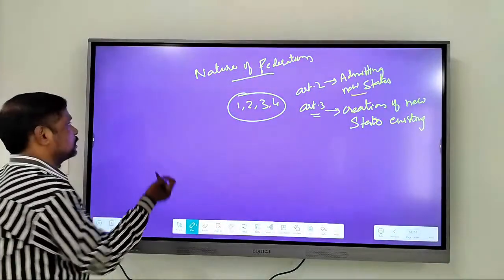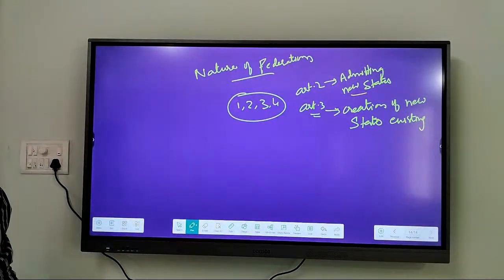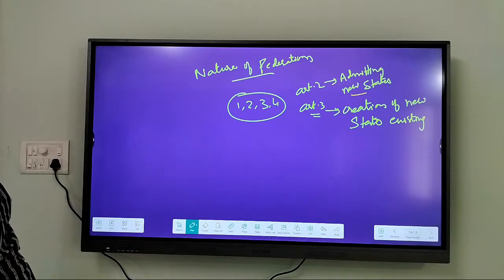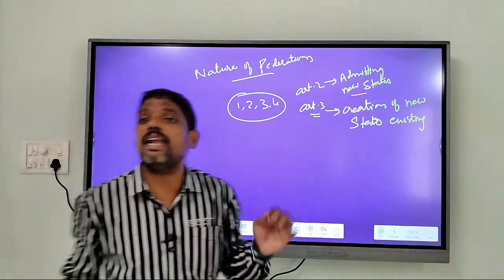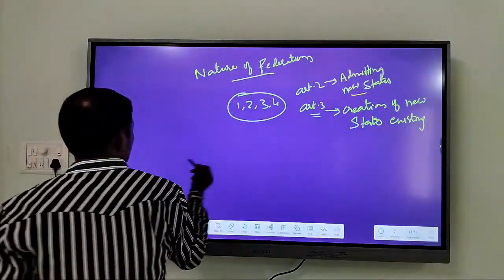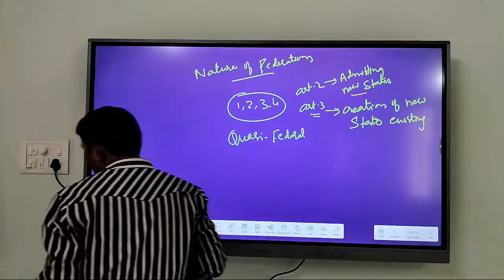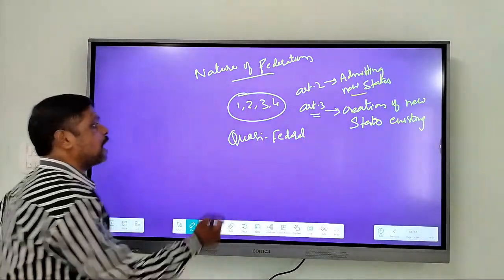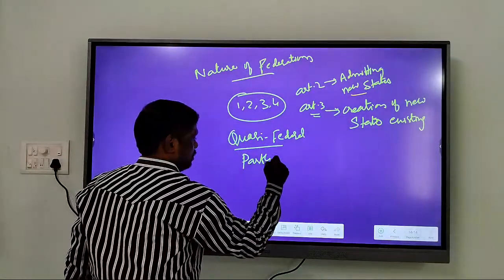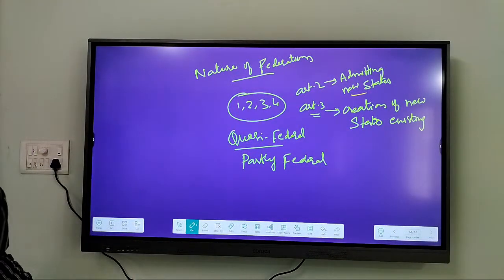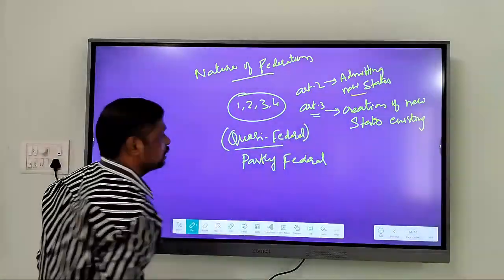But before going to this, let us try to talk about federation. We will discuss the federal features and compare these federal features with the Indian system. So why India should not be called a pure federation? In other words, why is India called quasi-federal? India is called quasi-federal, that is, partly federal. So why is it called quasi-federal or partly federal?